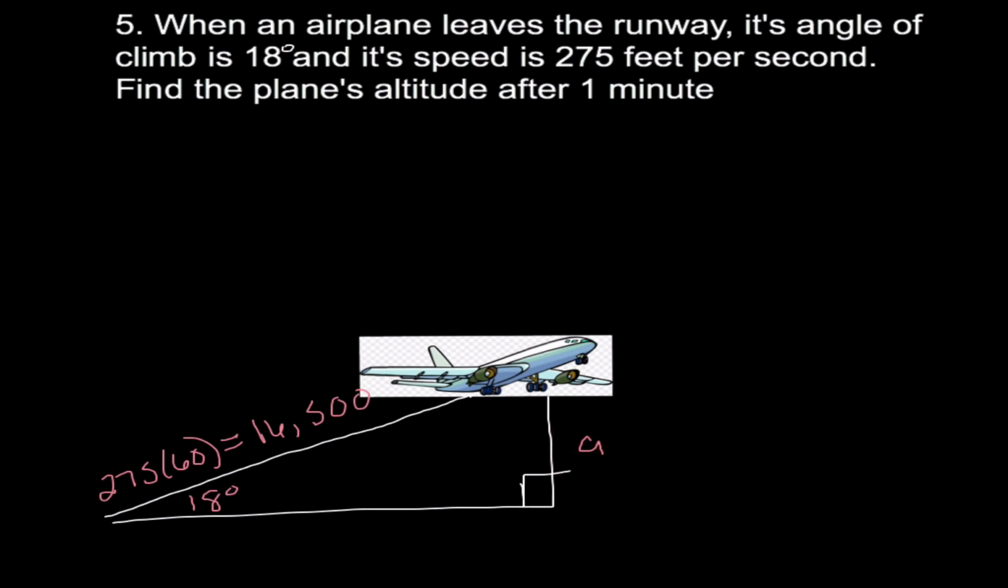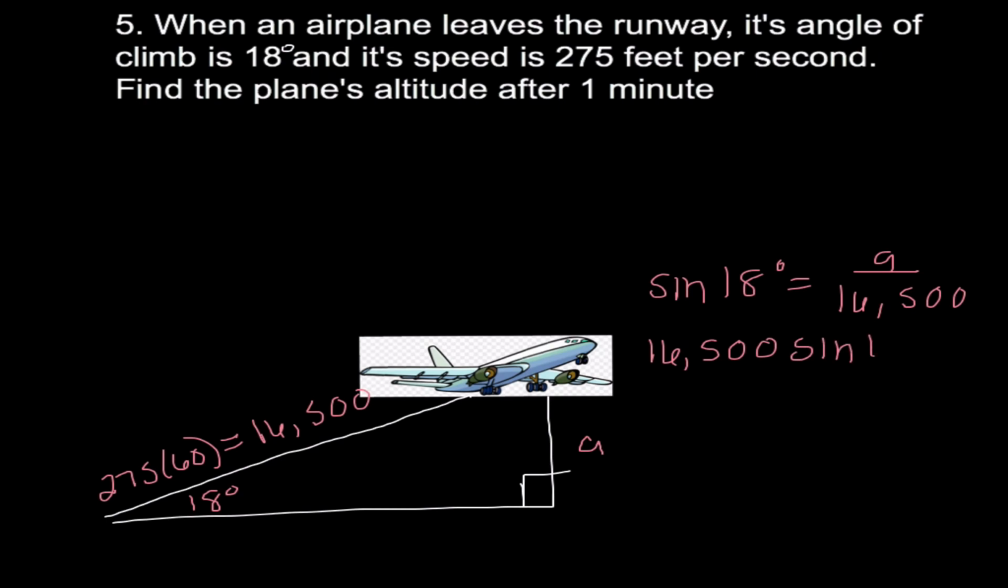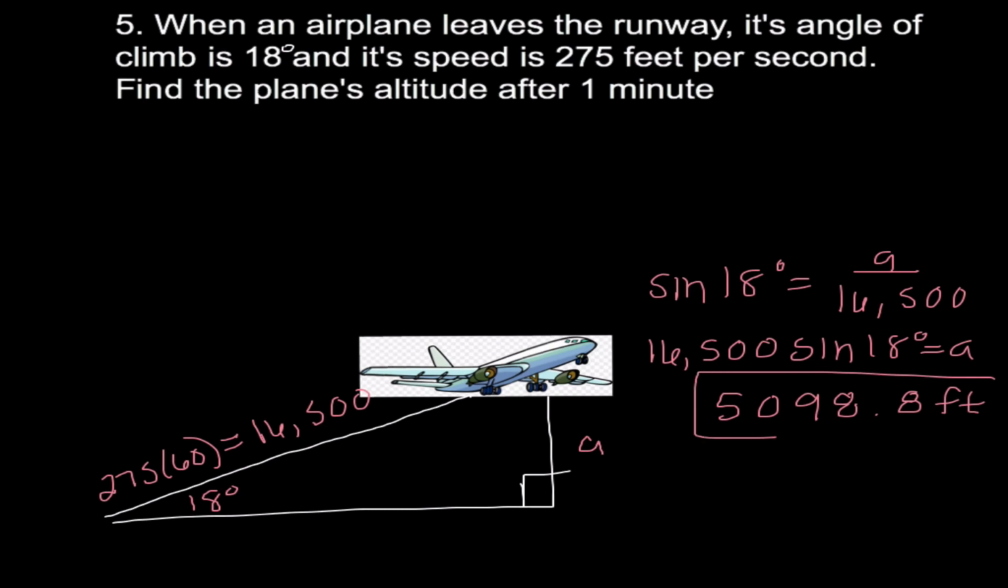So now that I've figured out that part, and that was the difficult portion of this problem, I know I have the opposite and the hypotenuse, so I'm going to use sine. So sine of 18 degrees equals A over 16,500. So in my calculator, I'm doing 16,500 times sine of 18 degrees. And when I put this in, I get 5,098.8 feet.